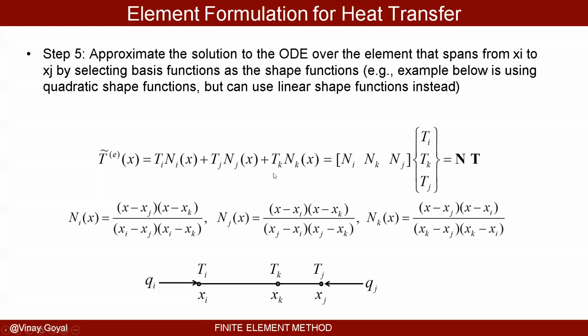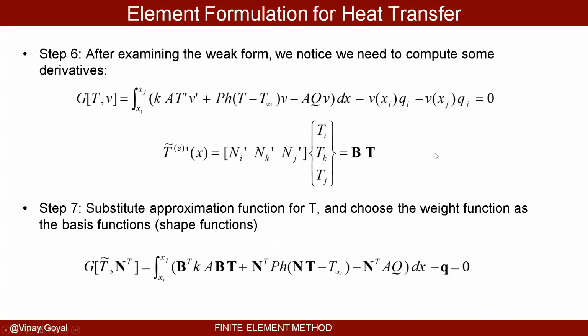The Ti, Tj, and Tk are the nodal unknowns for my element. My element goes from I to J, the whole thing. But the unknowns are really Ti, Tk, and Tj. And I'm going to put that in a column vector for the shape functions, in a row, and in the column vector I'm putting the temperatures that are unknown. I'll then plug this in.